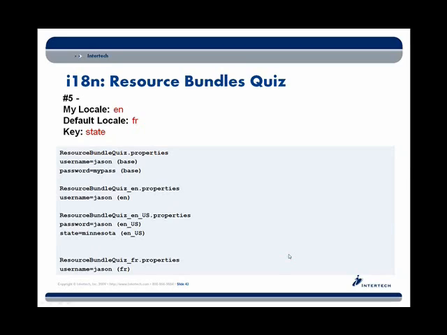Number 5, our final question. Your locale is English, EN. Your default locale is French, and the key is state. What's going to be printed out? Okay, let's run a program that will run each of these cases and see what our answers are.